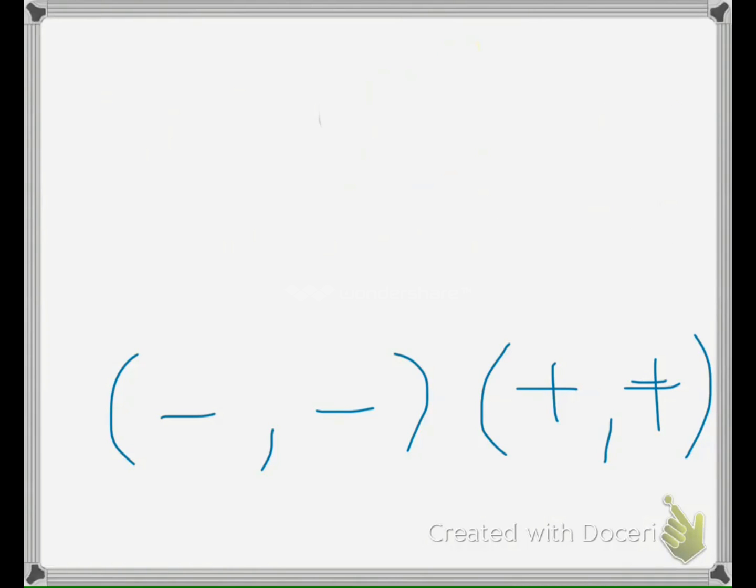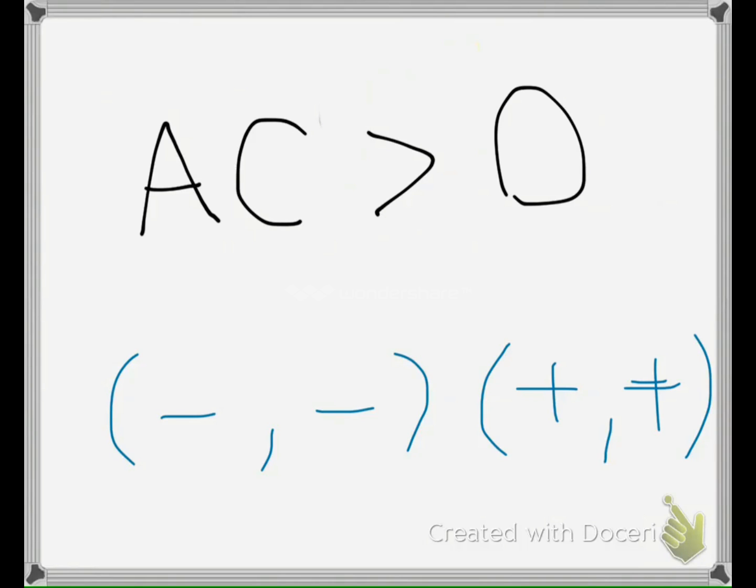So the second point we have to be aware of is that when a and c are positive, positive, or negative, negative, the product of a and c has to be bigger than 0. So that's the point we have to determine, to look at if it's an ellipse or not.